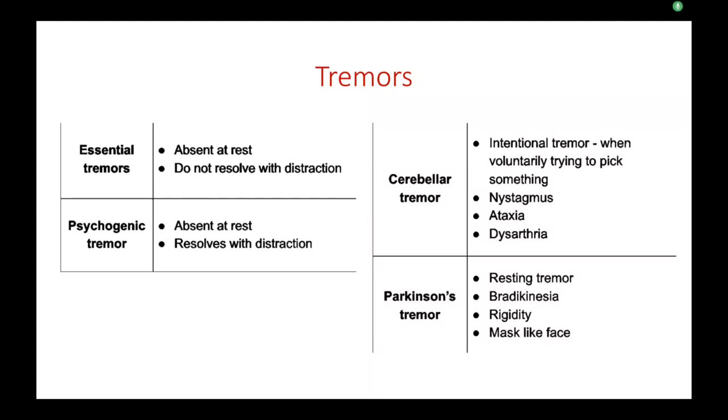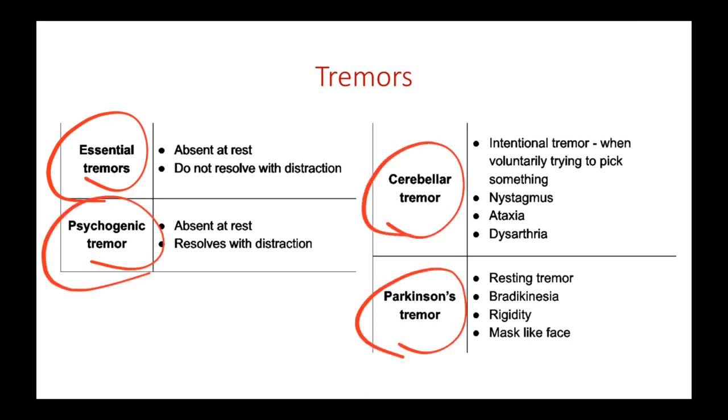Guys, so let's talk about tremors in this video. So there are 4 types of tremors. Essential tremors, psychogenic tremors, cerebellar tremors which are also called intentional tremors, and Parkinson's tremors or resting tremors.